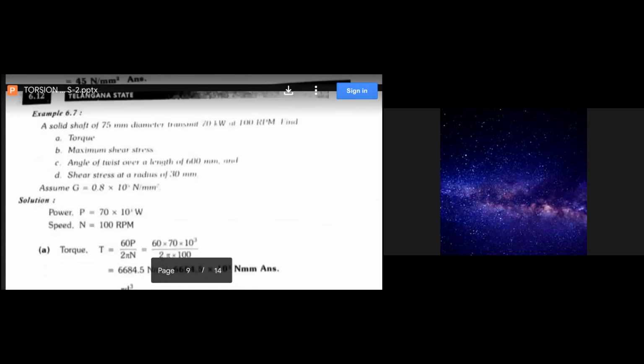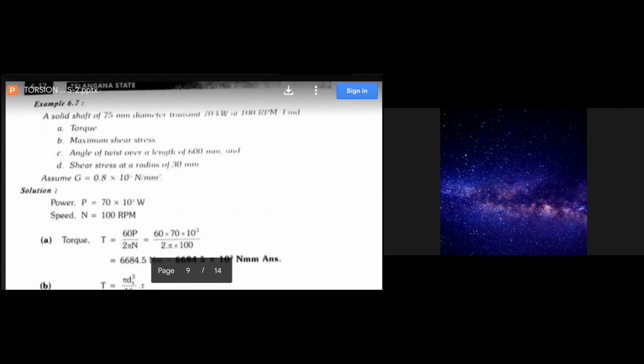Next, a solid shaft of 75 mm diameter transmits 70 kilowatts at 100 rpm. Find A, the torque; B, the maximum shear stress; C, the angle of twist over a length of 600 mm; and D, the shear stress at a radius of 30 mm. So it's an important problem. Here assume the modulus of rigidity G is given as 0.8 into 10 power 5 Newton per mm square.